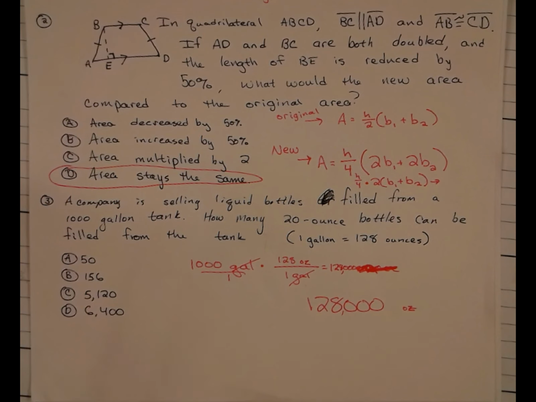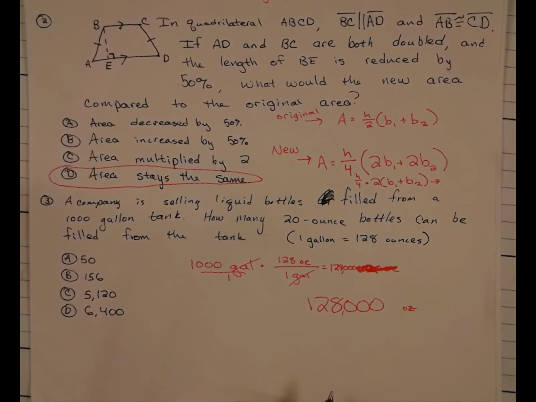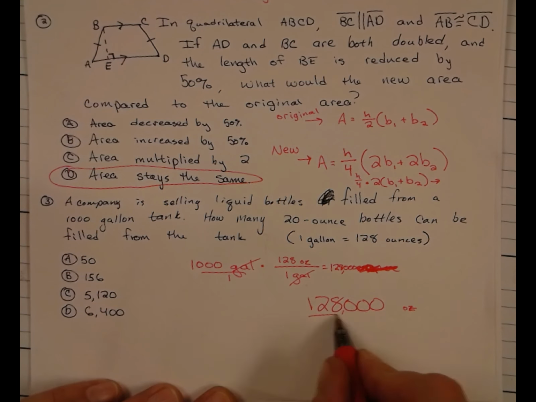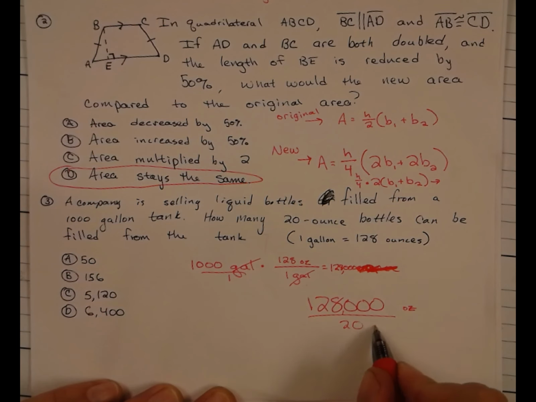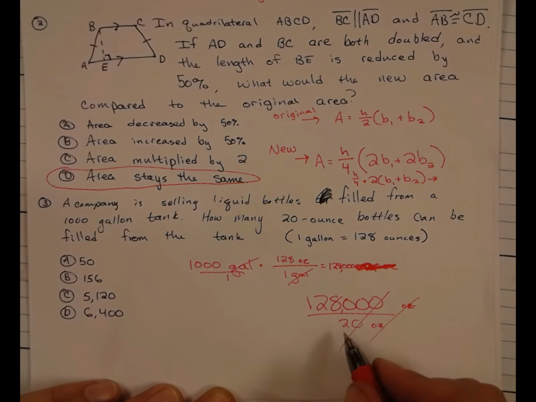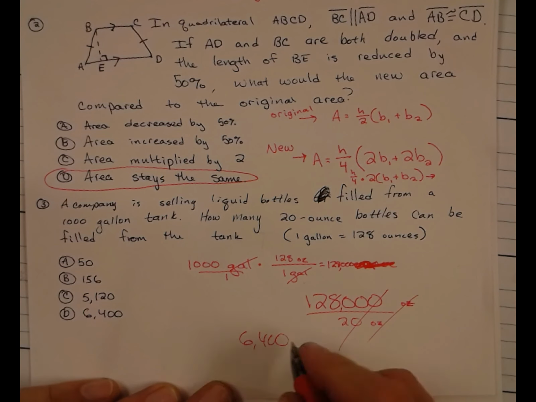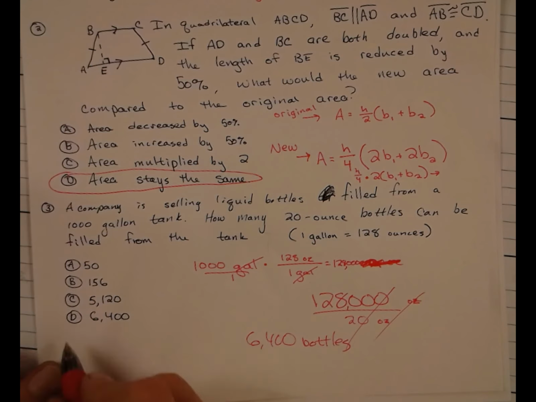So we have 128,000 ounces in a 1,000-gallon tank. And if each bottle is a 20-ounce bottle, we can just divide this by 20. Ounces cancel. 10 divides out. It looks like we're just looking at half of 12,800, or 6,400, and that would be bottles. I didn't put units there, but if I did, that would be it.